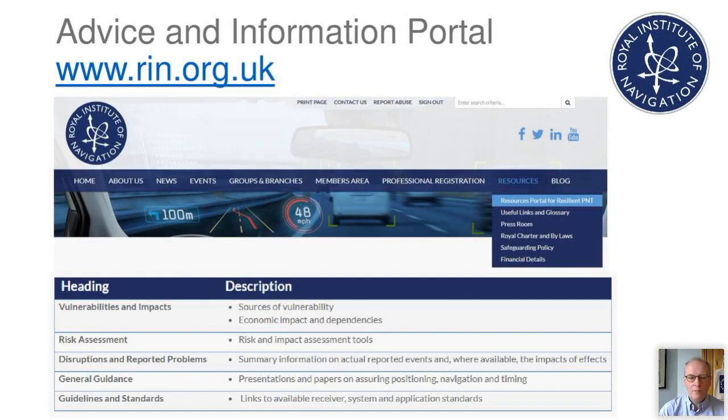If you would like more information and you want to browse a little bit, particularly in terms of those guidelines and standards, you can see indicated at the bottom of the page here. We have got on the Institute's website links to a number of available receiver, system, and application standards. And it's a very deep and complex subject because there are such a vast number of applications that are enabled by positioning, navigation, and indeed timing.